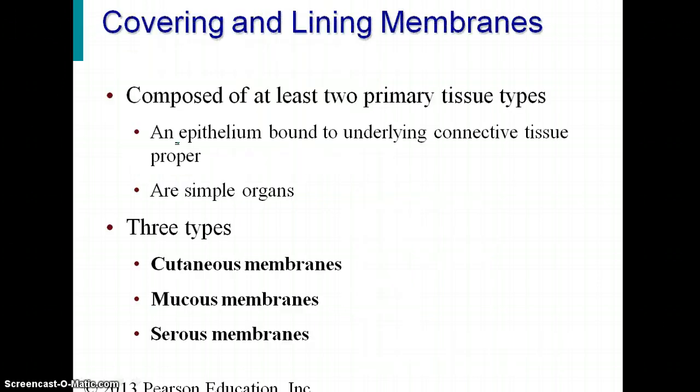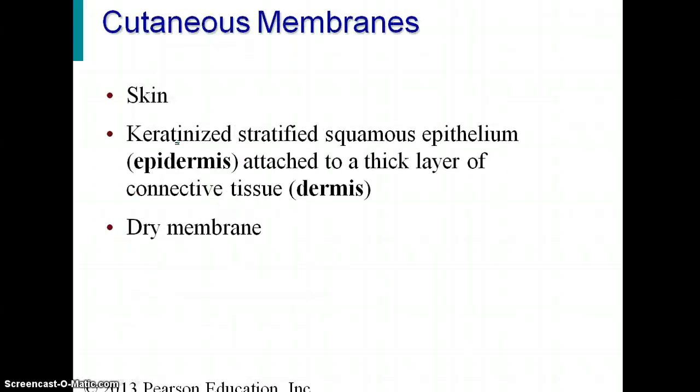All right, so now we're going to talk about the covering and lining membranes of the body. These are going to be composed of at least two primary tissue types. It will have an epithelial layer, and then it will be supported by an underlying connective tissue layer. And they are considered simple organs. We have three types: the cutaneous membrane, the mucous membranes, and the serous membranes. And this is on the picture in your diagram page. So your cutaneous membrane is just your skin.